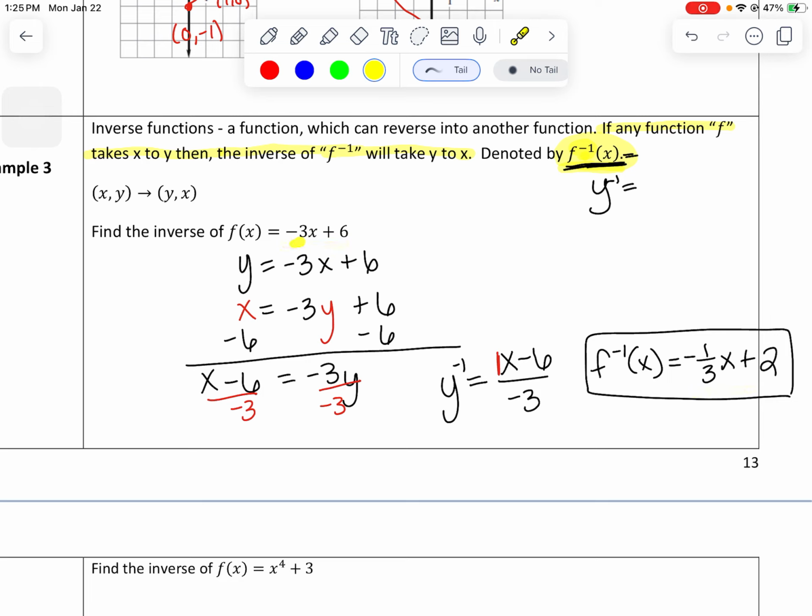You'll notice that our slope was the reciprocal of the original because we reflected over that line y equals x, which makes our slope the reciprocal, and then we start at different y-intercept points. But first we started with a linear function, so our inverse is still linear. We'd have no restrictions on either of those functions.